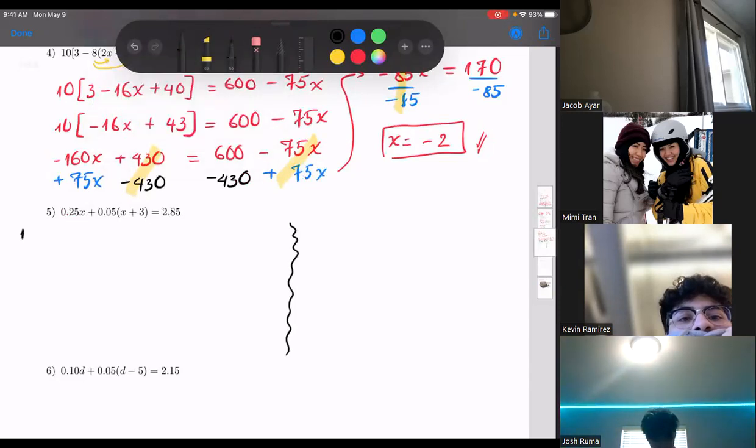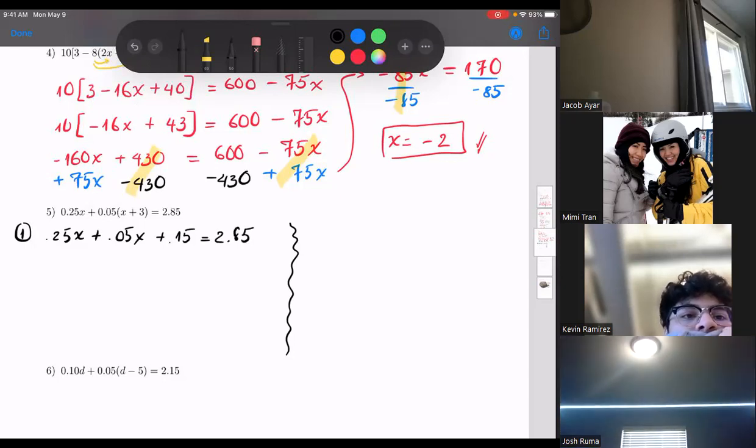So the first method is I'm gonna use it as is. So 0.25x plus 0.05 times x is 0.05x. 0.05 times 3 is 0.15, right? Check. 0.05 times 3, yeah, 0.15, and then equal 2.85. Combine like terms.